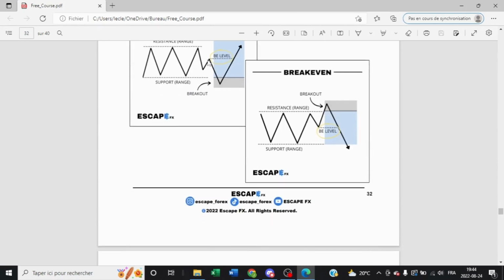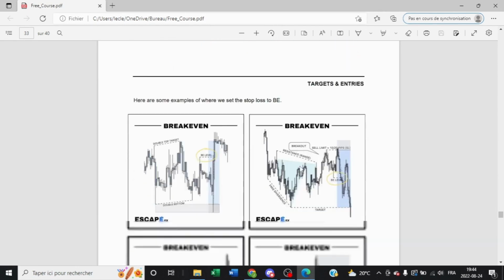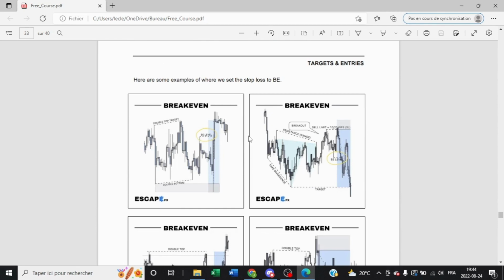And yeah, this is a beautiful breakout push right here. This is the push that leads to the breakout. So here is where we're going to put ourselves at break even. What I mean by break even is moving our stop loss to our entry.